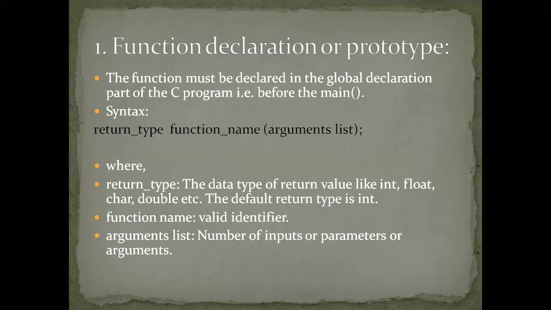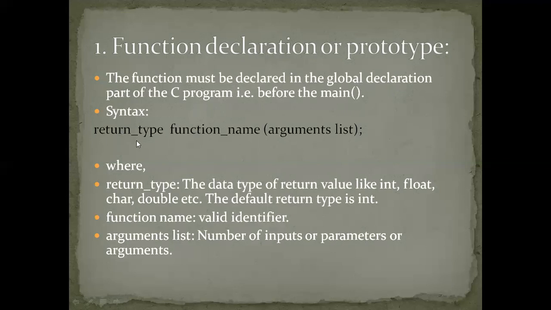So what do you mean by function declaration? We have seen declaring variables, declaring arrays and so on. So this is declaration with respect to the function concept. How can we declare that? The function must be declared in the global declaration part of the C program, before the main function. This is similar to the declaration part we went through with respect to arrays. Global declaration means before the main function. Okay, we can see the syntax.